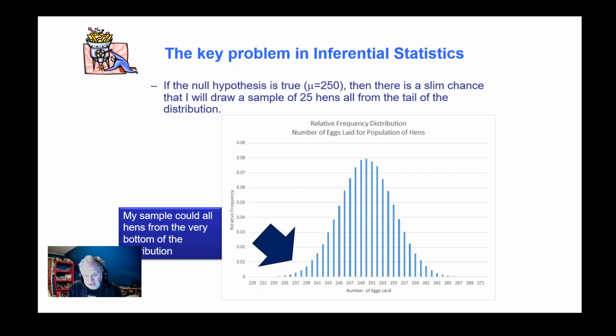So this is the null hypothesis. This is the population distribution if the null hypothesis is true. And I recognize that I could get a sample that is wildly out of whack with what's going on in that population. It is not very likely, as we'll see in a little bit.